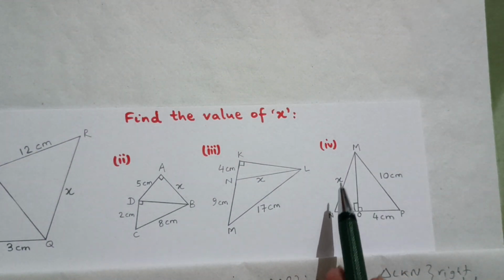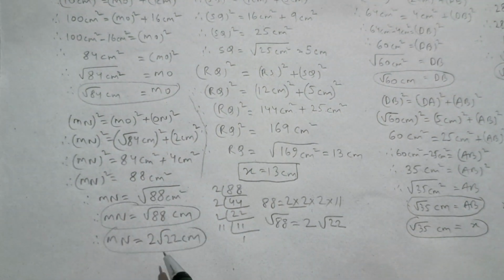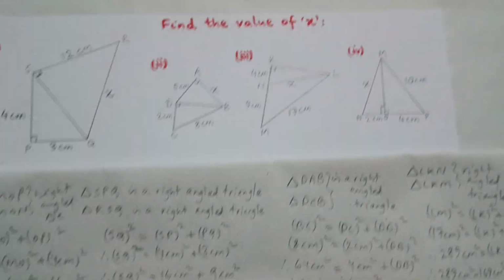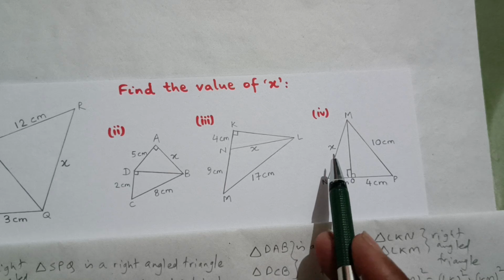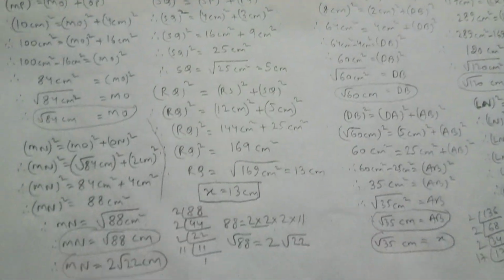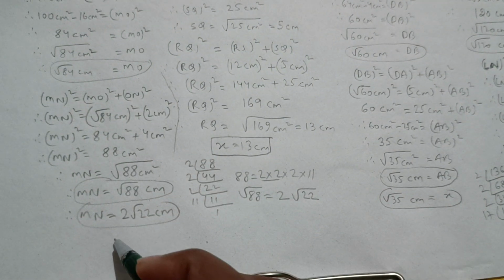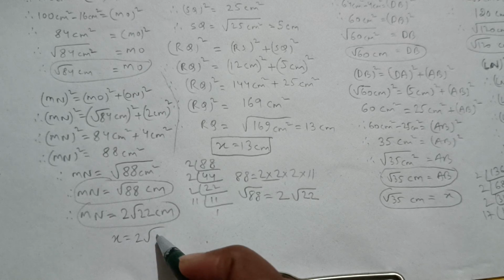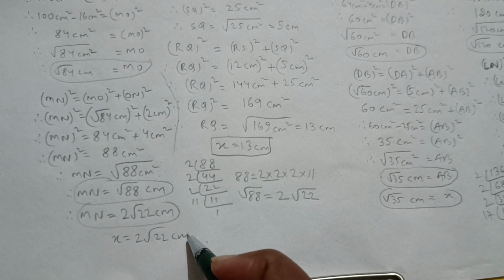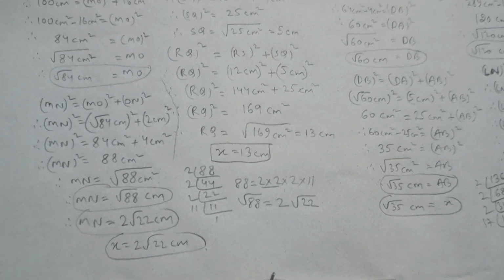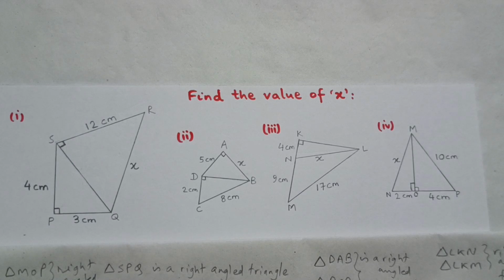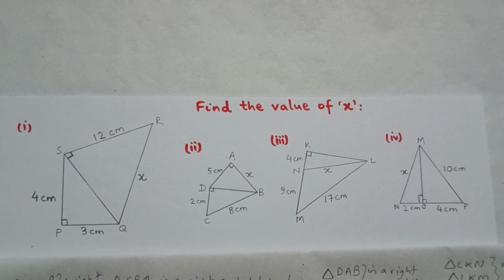So MN is 2 square root of 22 centimeter, and MN is nothing but X. So X is 2 square root of 22 centimeter. And with that, we have solved all the 4 questions of this question set.